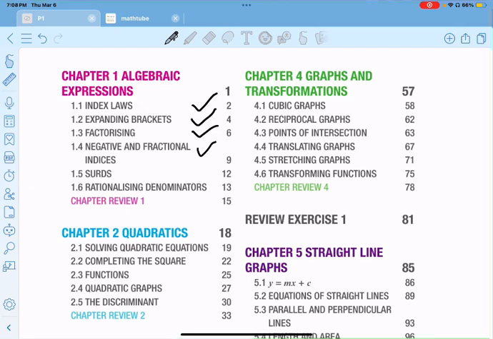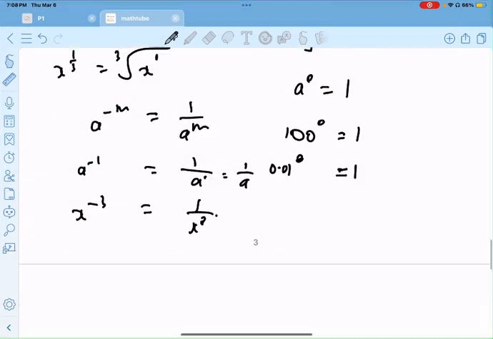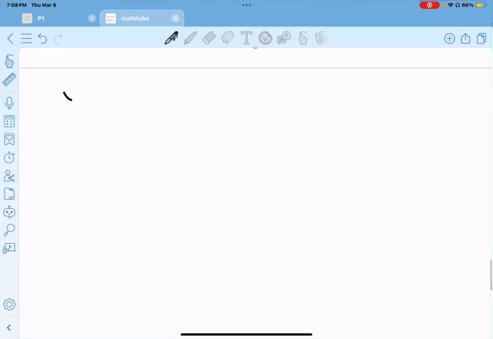Surds now. So for surds, a surd is basically a rooted number, okay? That's the simplest way to say it. It's basically a number that is in a root form. So root of n is what is known as a surd, okay? Surds are examples of irrational numbers.